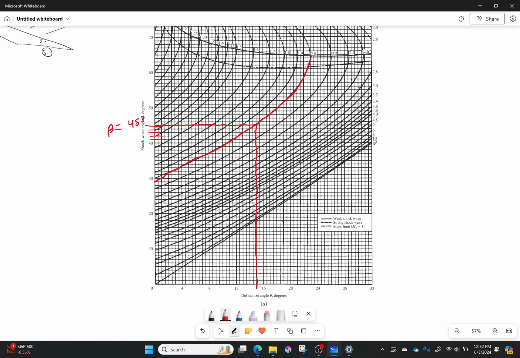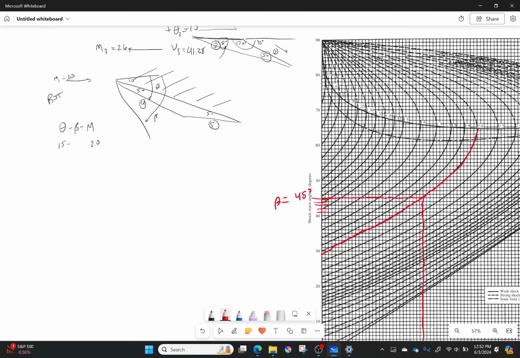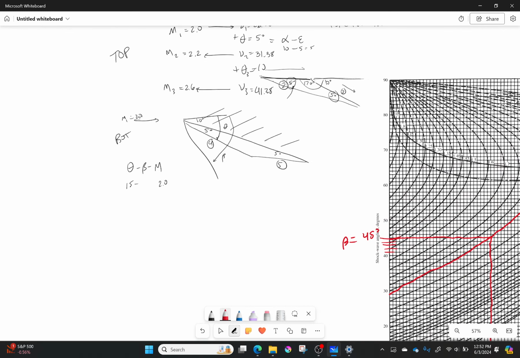Great. We have our values. Let's keep on going. So from that diagram, we get that beta is equal to 45 degrees. Cool. Now, how are we going to solve this? Well, the same way we always do. First, we're going to find our normal Mach number, okay? Our normal Mach number.